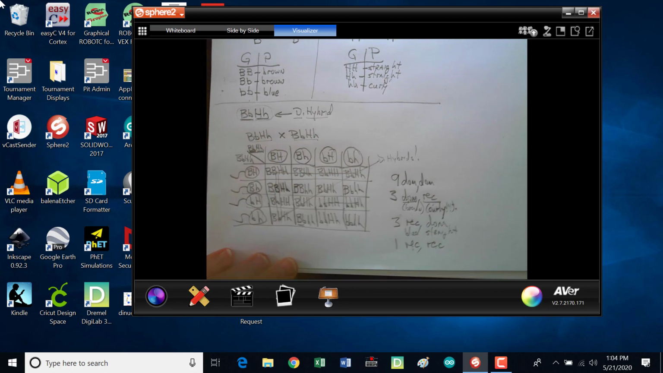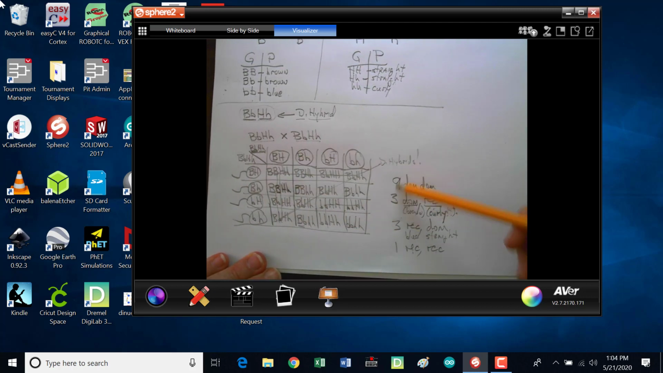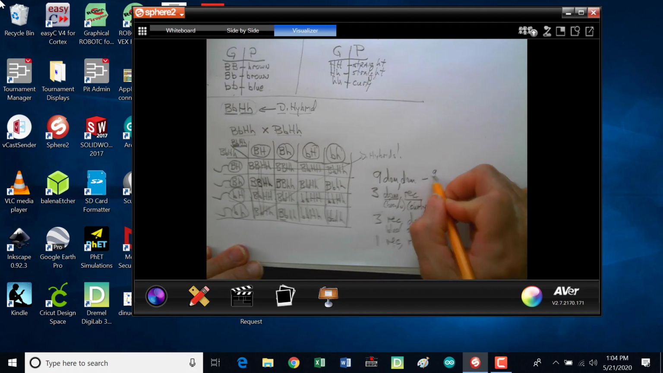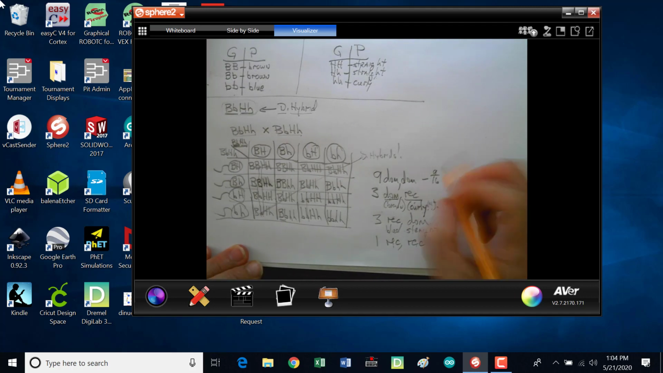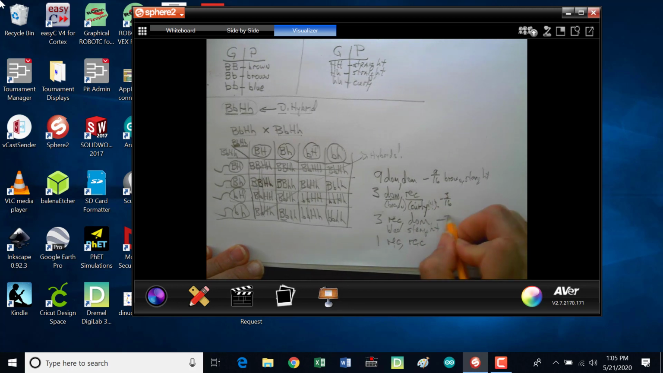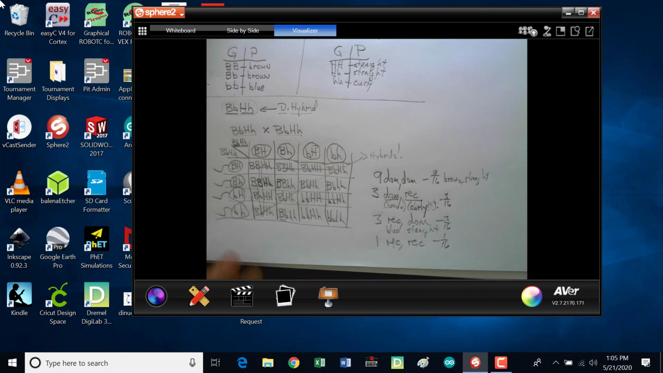So this is a pretty big Punnett square, 16 squares. 9 plus 3 plus 3 plus 1 is 16. In other words, another way to say this is 9/16 of the offspring will have brown eyes and straight hair, slightly over half. Okay. Here, 3/16 will be like this, 3/16 will be like this, and 1/16 will be like that. That's the first way to do the dihybrid cross, and it's fairly straightforward.